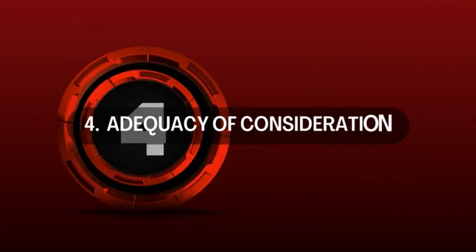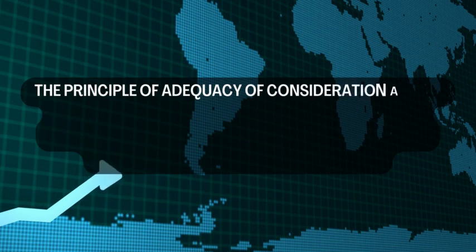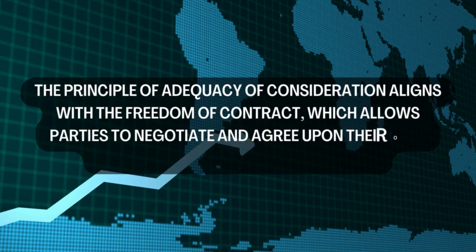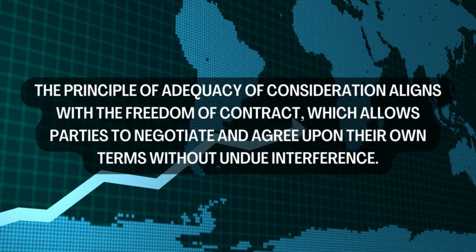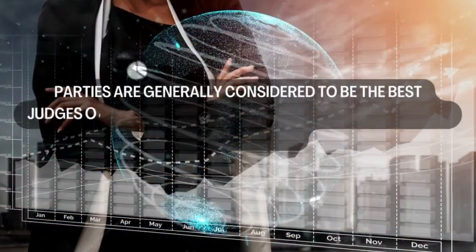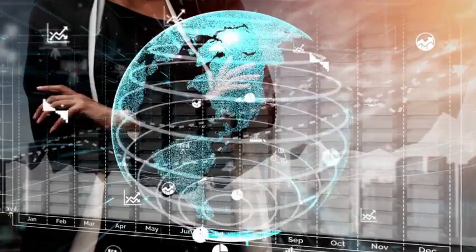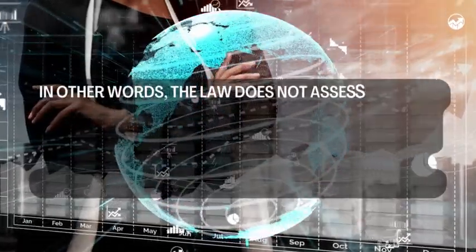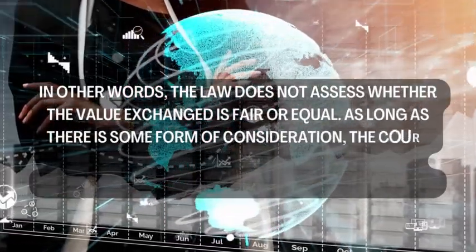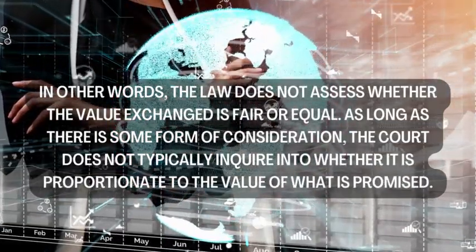4. Adequacy of consideration. The principle of adequacy of consideration aligns with the freedom of contract, which allows parties to negotiate and agree upon their own terms without undue interference. Parties are generally considered to be the best judges of their own interests and what they consider to be valuable. In other words, the law does not assess whether the value exchanged is fair or equal. As long as there is some form of consideration, the court does not typically inquire into whether it is proportionate to the value of what is promised.